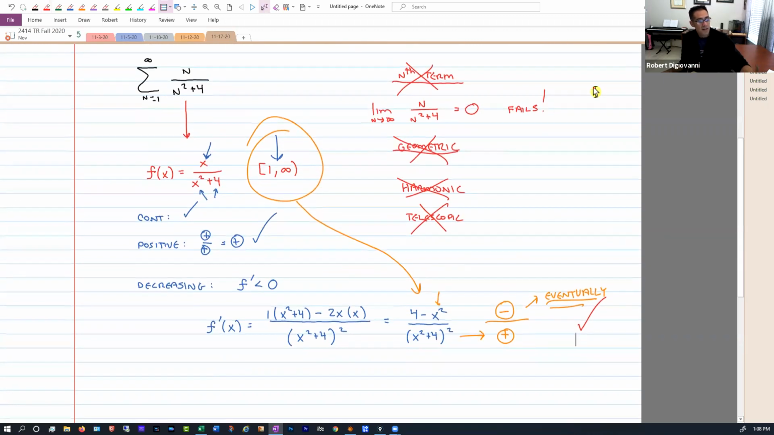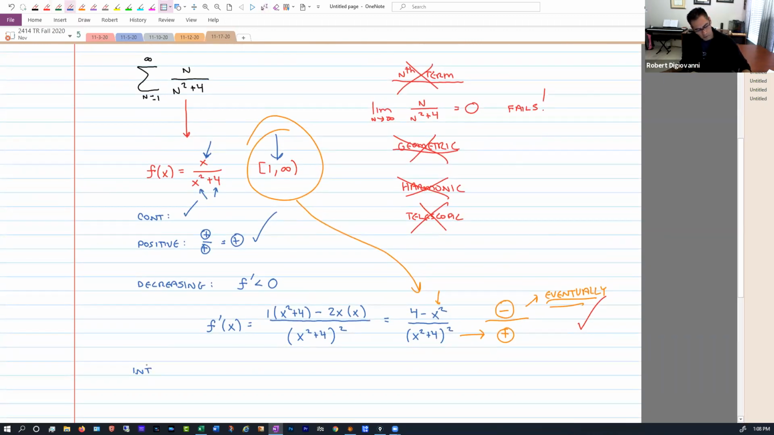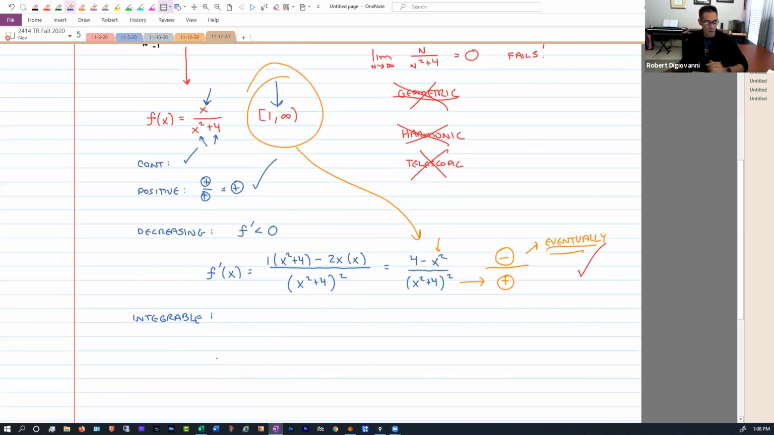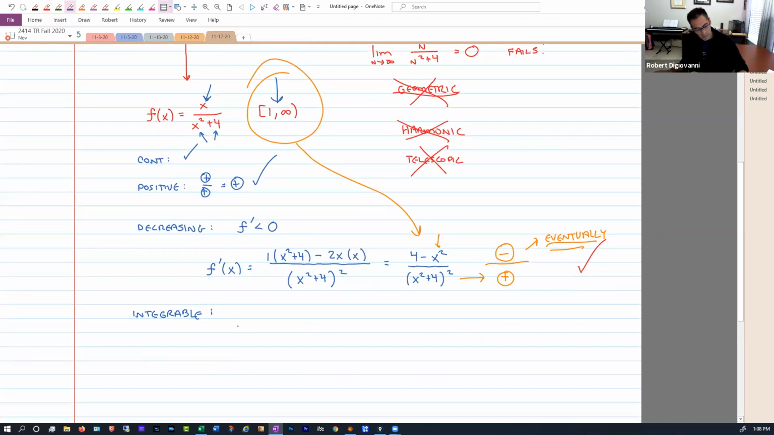The next thing I have to show is that it's integrable. By checking to see if it's integrable, we just need to know, can we integrate it? So here comes the integral we're going to do: the integral from 1 to infinity of the function x over x squared plus 4 dx. Now we can integrate this with a basic u-sub. If we let the denominator be u, the derivative is 2x, which we're off by a constant. So we should be able to integrate this.